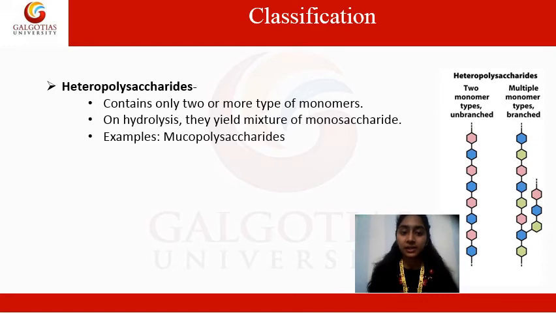Now let's see what heteropolysaccharides are. So heteropolysaccharides contain two or more types of monomers, and when we break them, they yield a mixture of monosaccharides. As you can see here, two types of monomers are attached together, and this is an unbranched type of heteropolysaccharide. While in this one, you can see more than 2-3 types of monomers are present, and it is branched also. So its examples are mucopolysaccharides, chitin, etc.